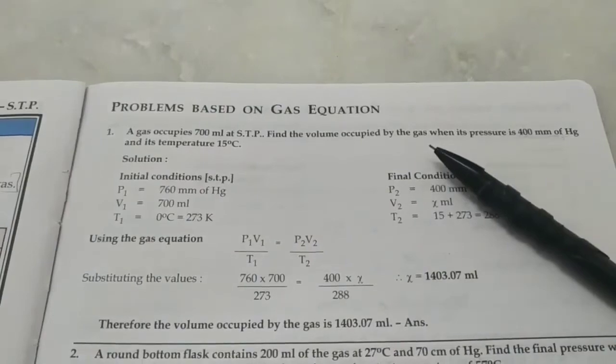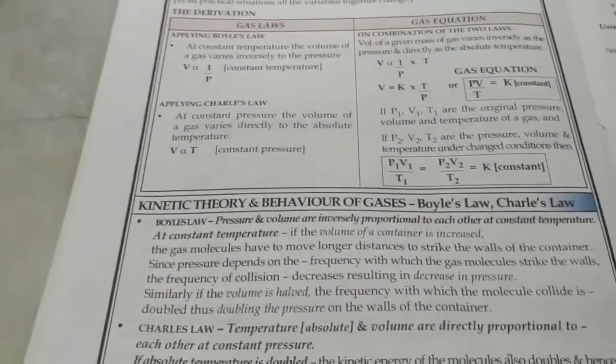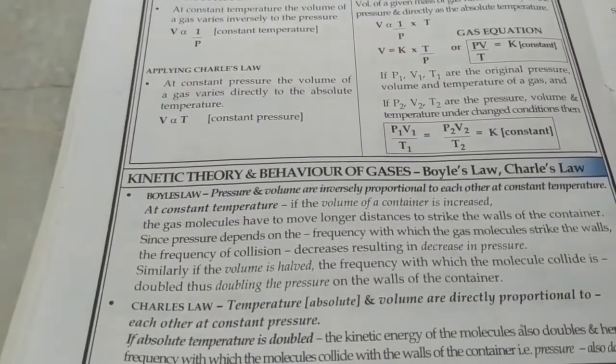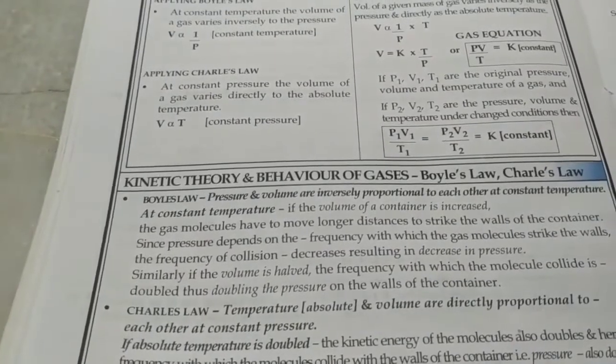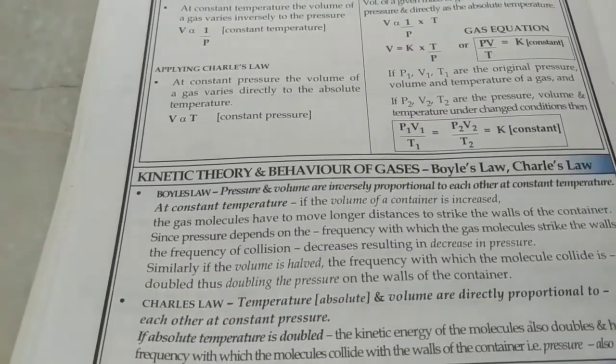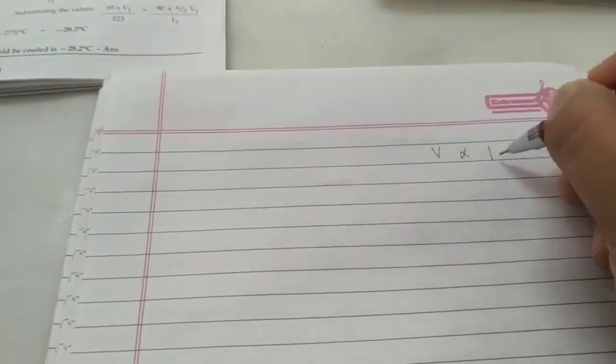So more numericals next time. But let's do the final theory part. Let's understand these Boyle's law and Charles' law in terms of kinetic theory. What's happening here? Let's first understand Boyle's law, which says that volume is inversely proportional to pressure.